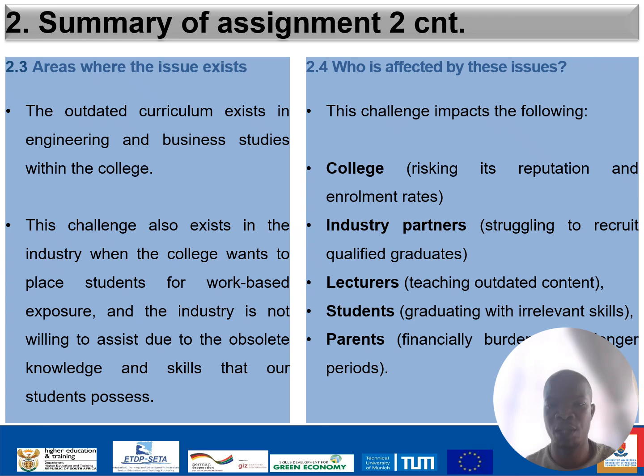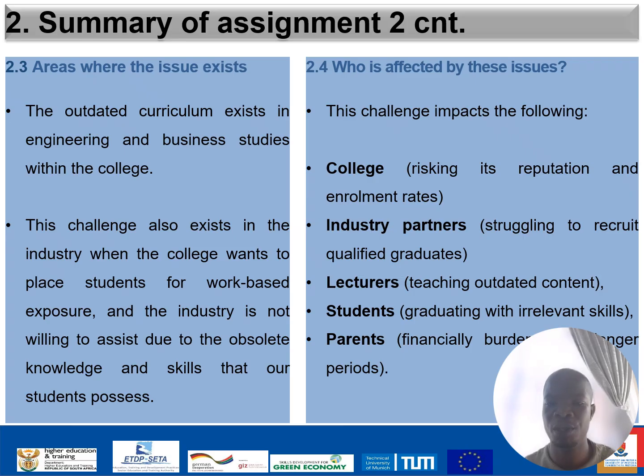Because of its reputation and enrollment rates, they are often seen as the key factor in terms of how the college is affected by this challenge. The industry partners often struggle to recruit qualified graduates due to outdated knowledge, in the form of how they possess what is supposed to be there. Further to that, the lecturers have to teach content that is outdated.